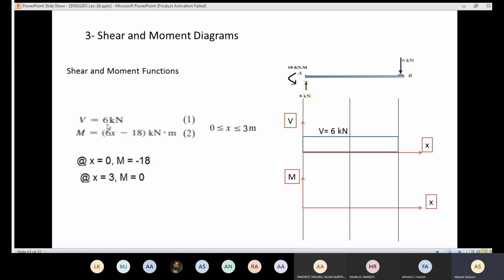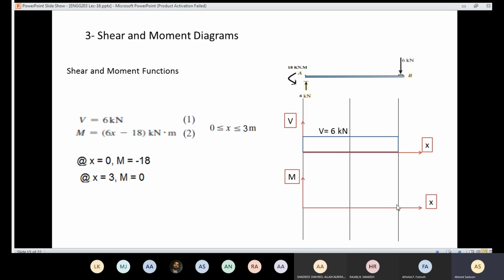When x equals 0, if I substitute 0 here, the moment came out to be minus 18 kilonewton meter. When I substitute x equals 3 meters, the moment will be 0. So when x equals 0, I have minus 18. If it's minus, I'm going to put the point below the x-axis. So minus 18 is going to be here, and here I have 0.